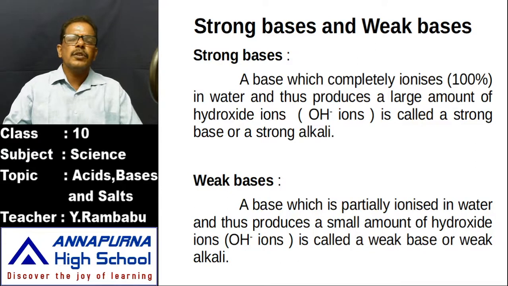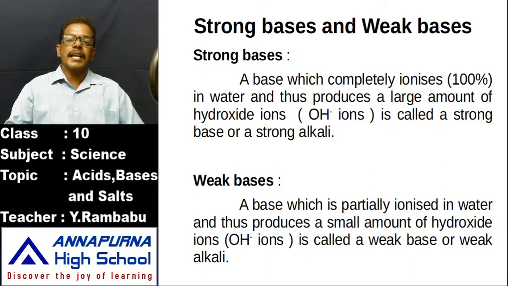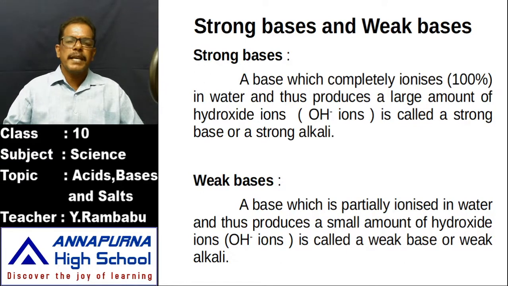In that solution, if all the molecules present in the unit volume are ionized, that means it is completely ionized, then it is 100%. If the ionization extent is 100%, it produces a large number of hydroxide ions. If it produces a large number of hydroxide ions, then it is a strong base or strong alkali. For example, let us observe this diagram.